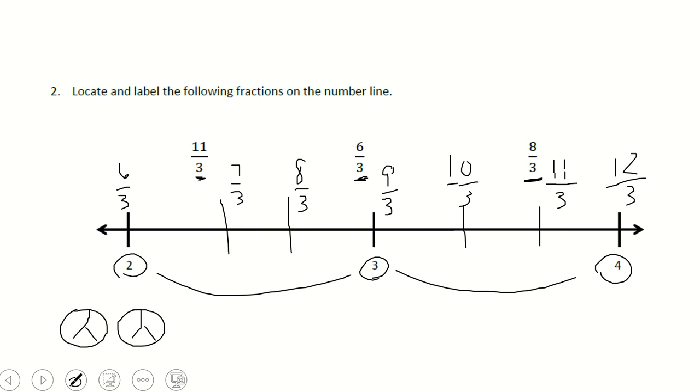And then all I have to do is look at the 3 that they want me to find and put a dot on the number line where they are. So 11 thirds is right here. I'm going to put my dot. 6 thirds is way back here. And 8 thirds is right here. I'm just going to put my dot where they are on the number line.